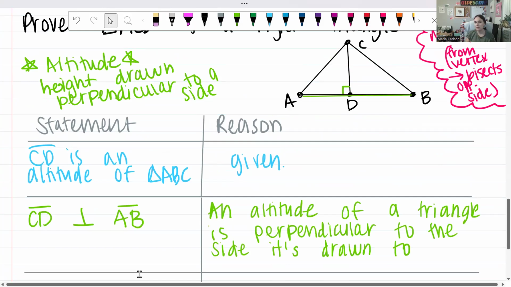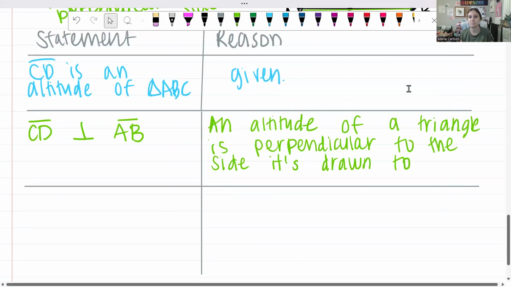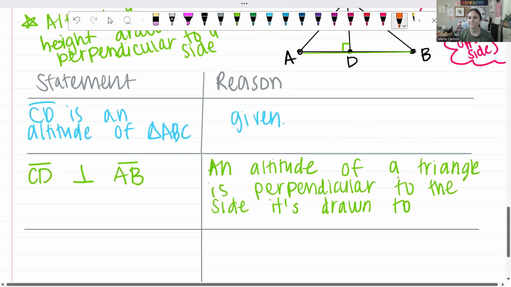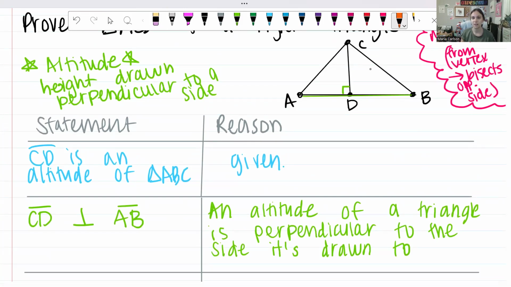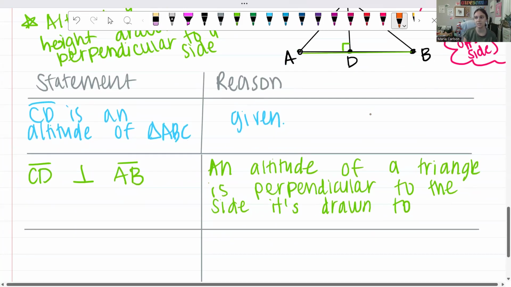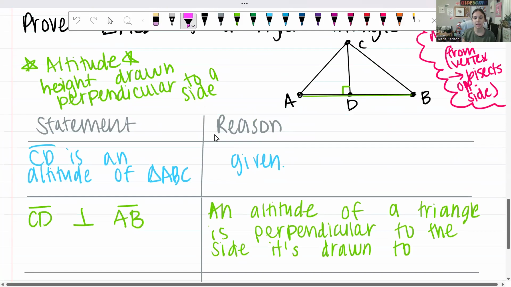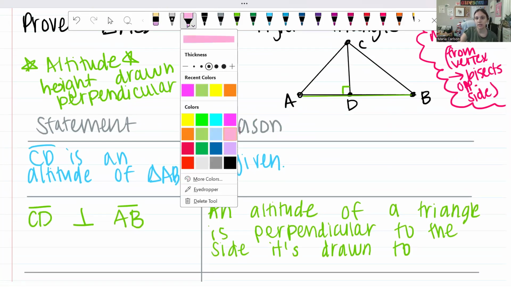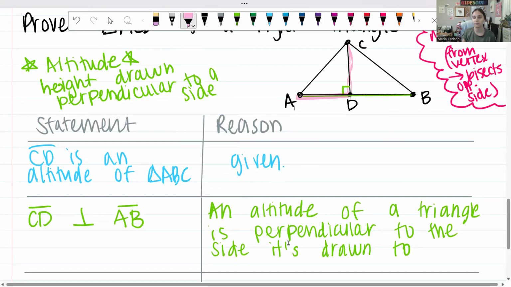Once we get a little bit more comfortable, maybe we might just say definition of an altitude, but I don't think we all know that yet. So that's why we're going to write it out. We're going to be specific. I like to be specific, and you should too. All right, so now that we know that CD is perpendicular to AB, now I know that this angle, ADC, has to be a right angle.